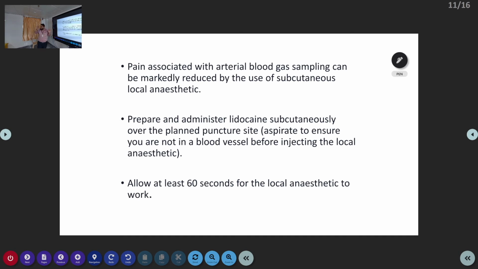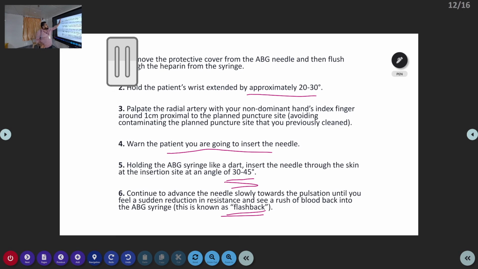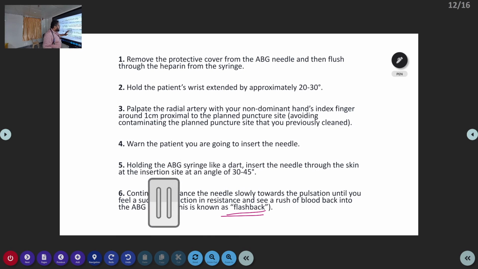Now, we have not taken the ABG till now. We have just given the local anesthetic agent. Now, after 60 seconds, we have to start taking the blood gas. This is again very important. The first step, what you have to do is remove the protective cover from the ABG needle. If you have not done so before, you need to remove that and flush out whatever heparin is there inside the syringe. Otherwise, you do it right now.